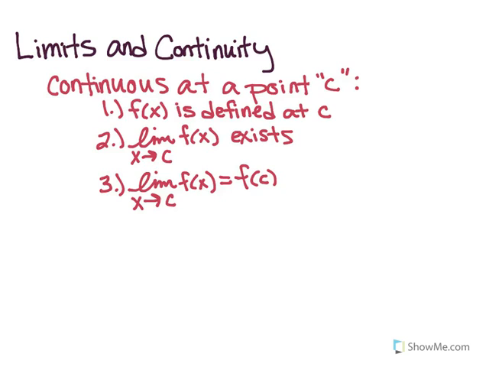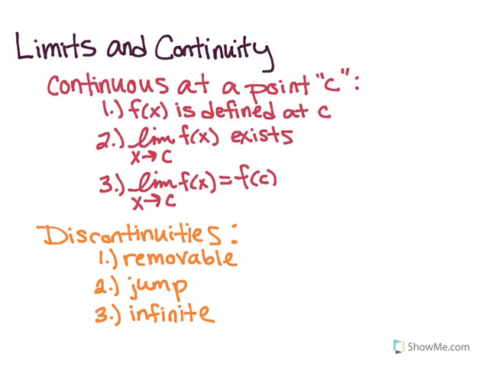The second thing is that the limit as you approach that C value of your function exists. In other words, the left and right hand limits approach the same value. And the third qualification is that the limit as you approach C and the value of y at C must also be equivalent to each other. That's the basic definition of continuity at a point.